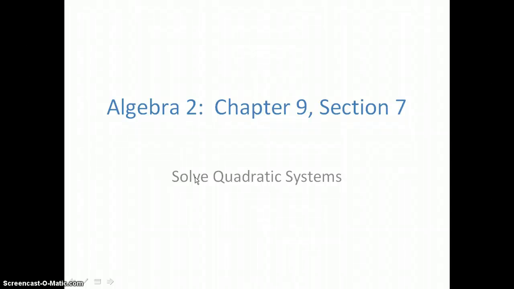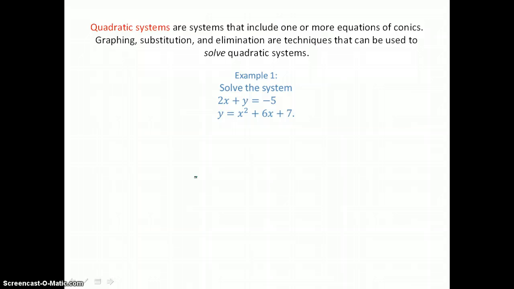In lesson 9.7, you will solve quadratic systems. Quadratic systems are systems that include one or more equations of conics. In the first example, we're going to solve this system where we have a line intersecting a parabola. So we're looking for at most 2 points of intersection for a line and a parabola.